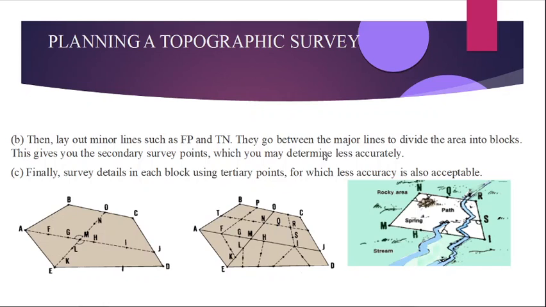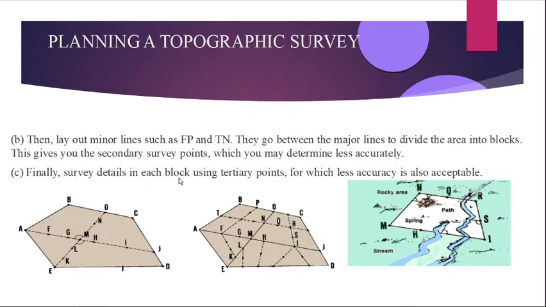Now, they go between the major lines to divide the area into a number of blocks. Major lines means here AJ is the major line, EO is the major line, and TN is the minor line, FP is the minor line. They divide this area into a number of blocks. These are the number of blocks. Number 3, finally, survey details of each block. Each block means TNOB is a block, ONCR is a block, like that.